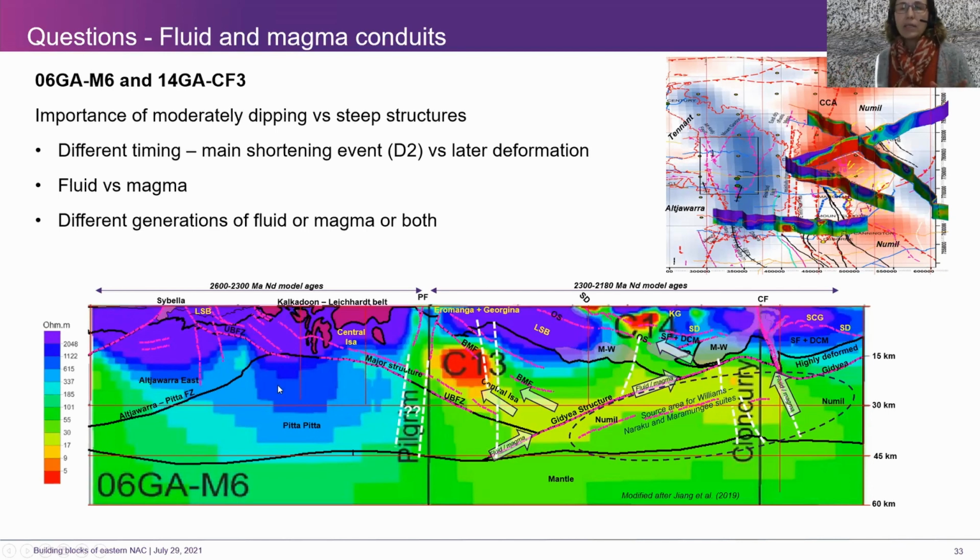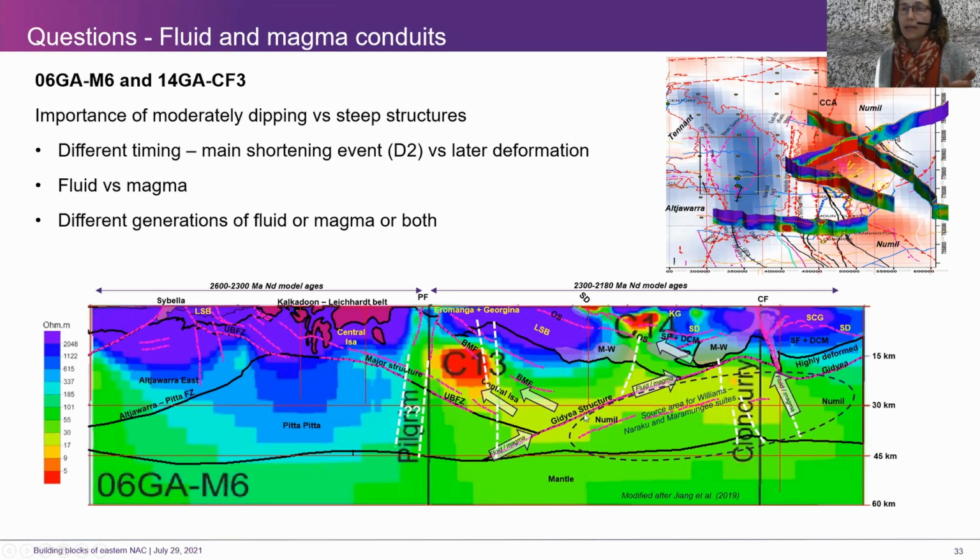So the moderately dipping structures I see as being active during that main shortening event, whether we want to refer to it as D2 or not. During that main shortening event, they are clearly active. Are the anomalies related to fluid, to magmas coming up through the crust? Certainly, this Numil crust is going to be the source area for the Williams, Naraku, and Marramungi suites.